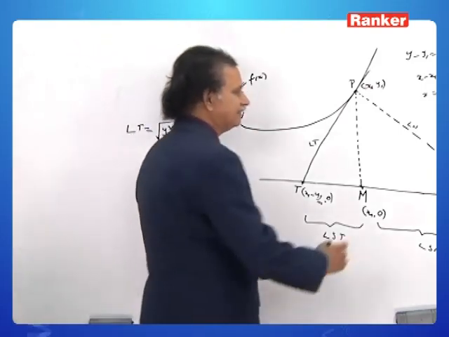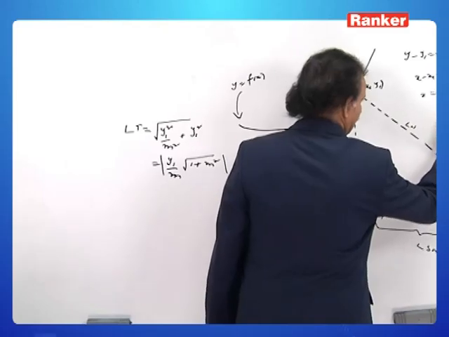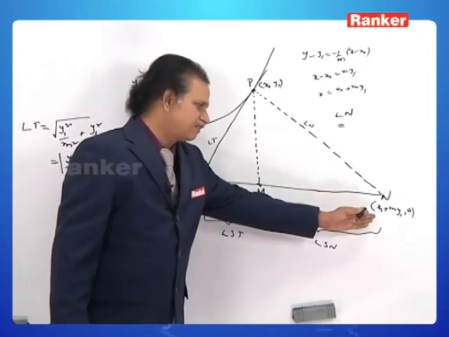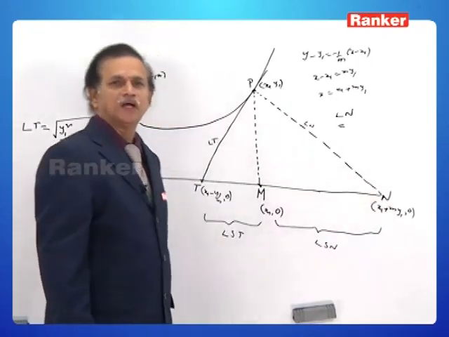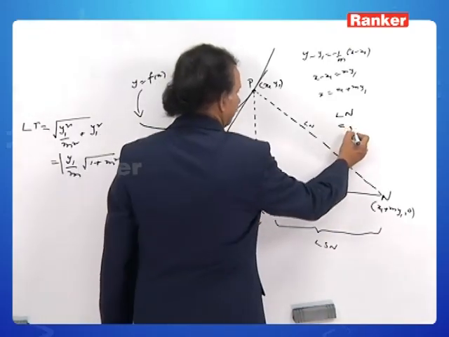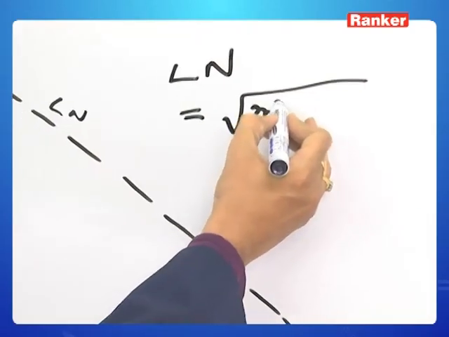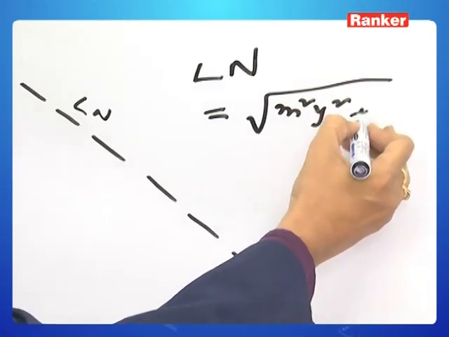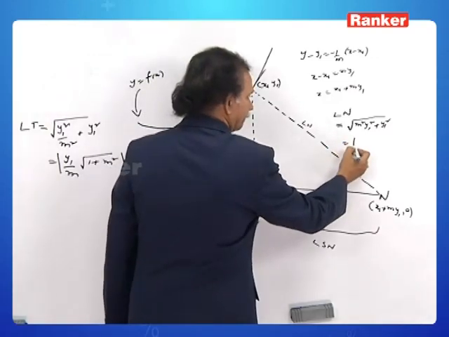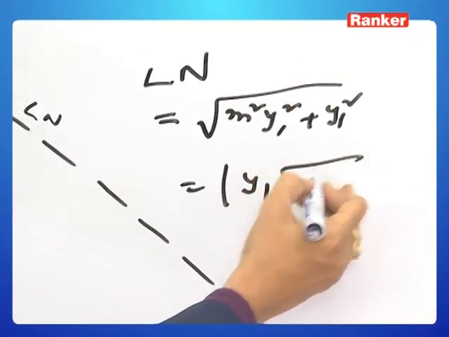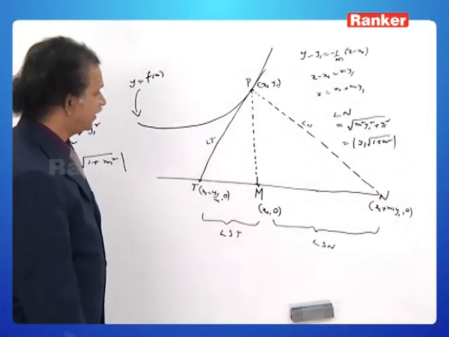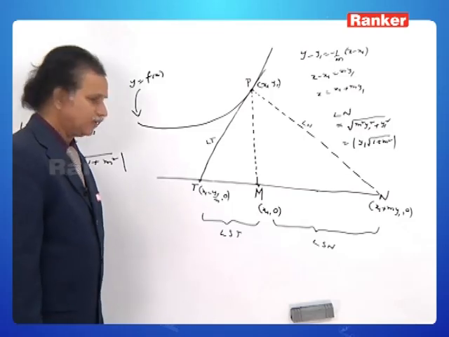Well, length of the normal. What is length of the normal? This is x1, y1. This is x1 plus m y1, 0. Distance is x1 minus of this is m square y1 square plus y1 square. If you bring y1 out, it is y1 into root of 1 plus m square.